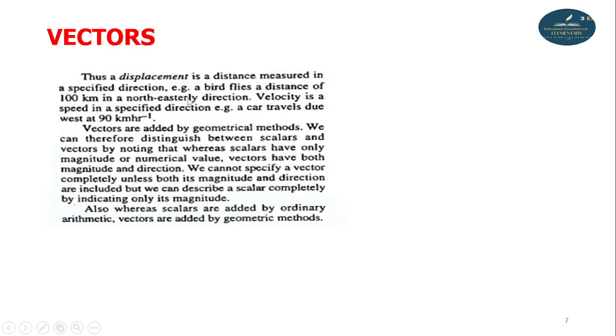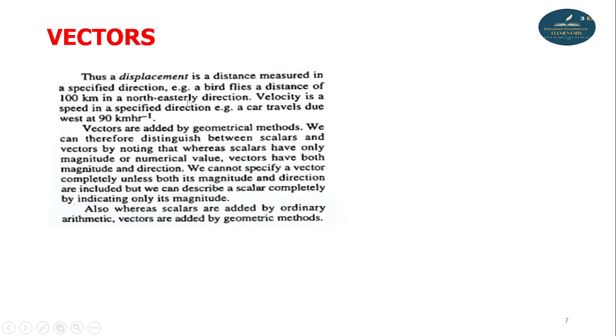For example, a bird flies a distance of 100 kilometers in a northeasterly direction. That's known as the direction we've been referring to. It flies in a northeasterly direction. Here, 100 kilometers is the magnitude, and the northeasterly direction is the direction.